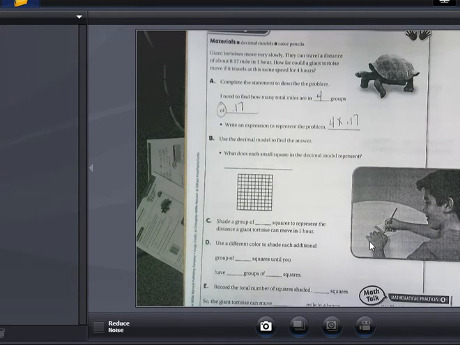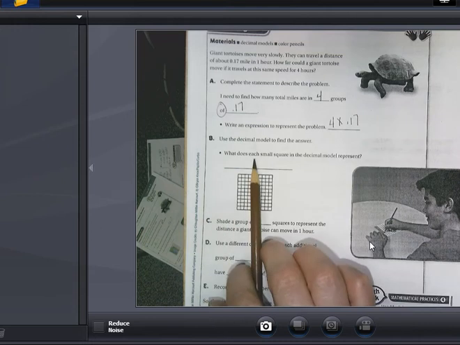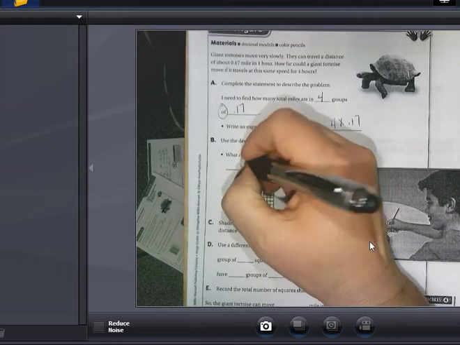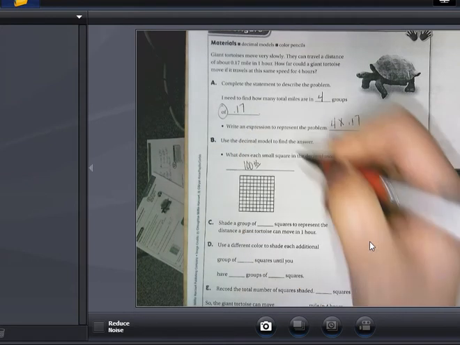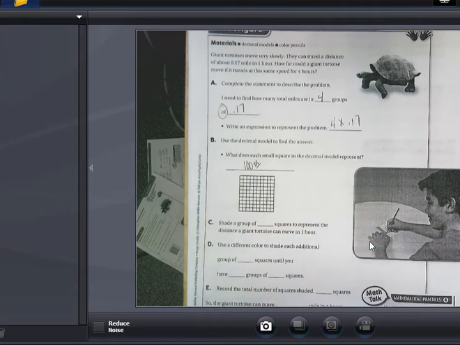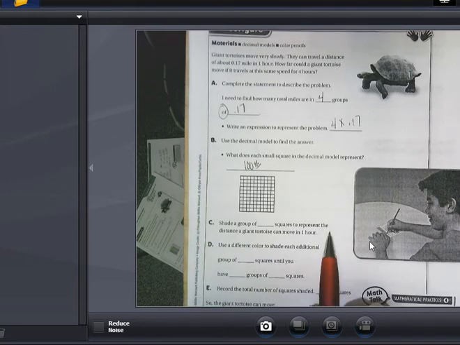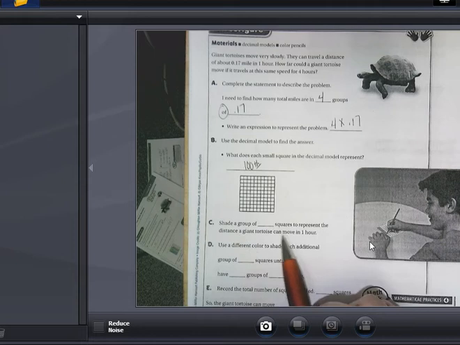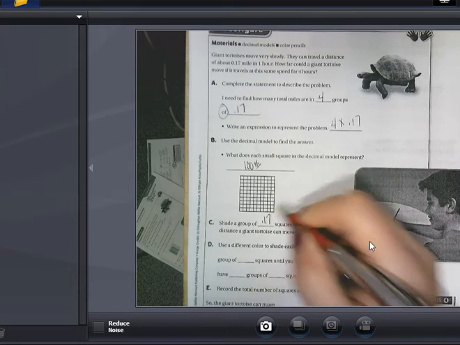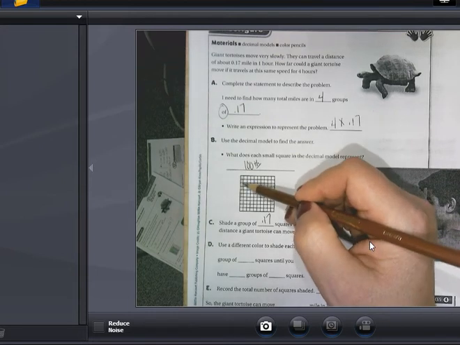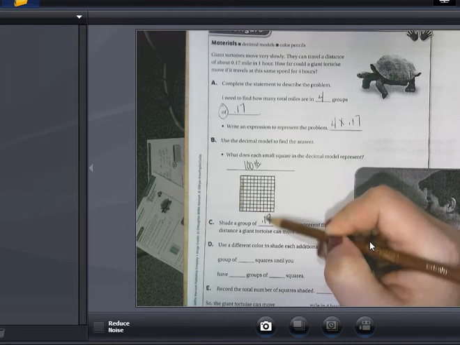1700s. So now we're going to use this model, and I hope you got out your colored pencils like the directions told you to. What does each small square in the decimal file represent? Well, it represents hundredths, because we know there's 100 of those small squares. So I need to shade a group of how many squares to represent the distance a tortoise can move in 1 hour. So I've got to do 1700s. So that means I have how many tenths? 1. And how many hundredths? 7.